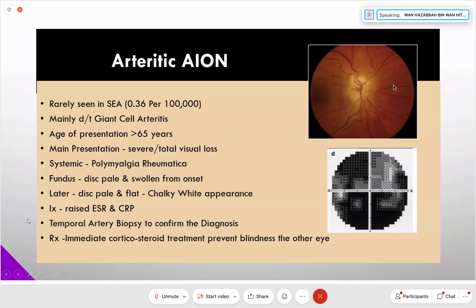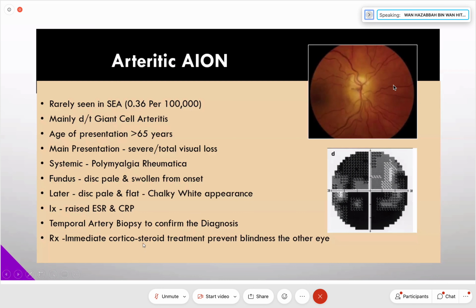Quite a very bad visual loss. Then the patient presented with a systemic problem, polymyalgia rheumatica, and the fundus is pale, more of a chalky white appearance. Then on investigation, ESR and CRP are sky high. How to confirm is through temporal artery biopsy.